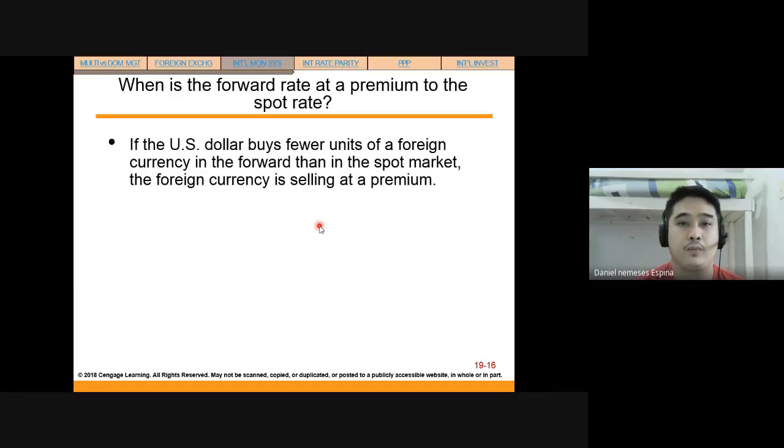So when is the forward rate at a premium to the spot rate? If the US dollar buys fewer units of a foreign currency in the forward than the spot market, the foreign currency is said to be selling at a premium.